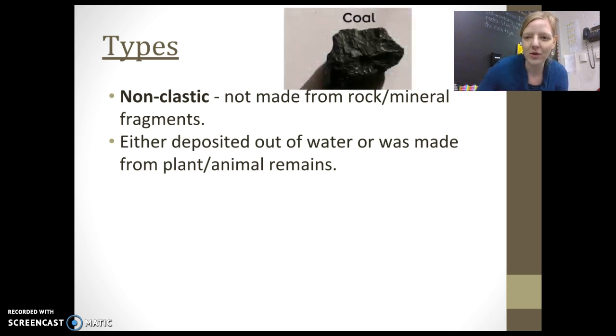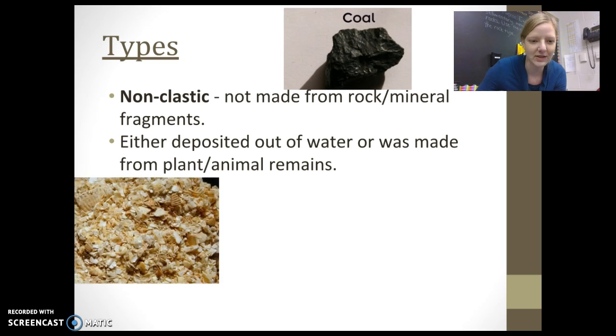You can see I have a picture of coal here. You have a picture of coal in your kit as well. This second one is called coquina. This is made, you can see in the detail, it's kind of made from animal shells that were put together. So that would be an example of animal remains.